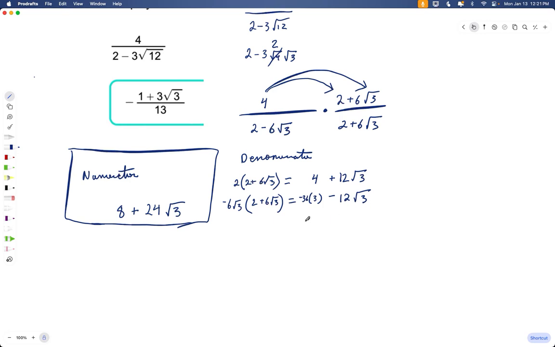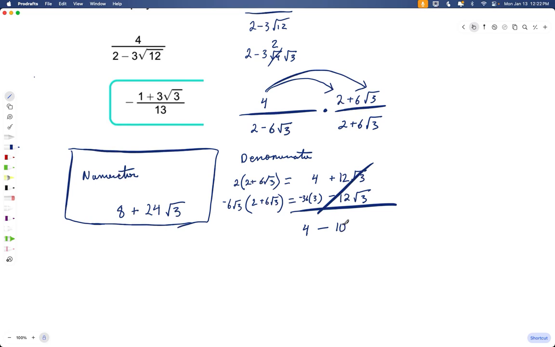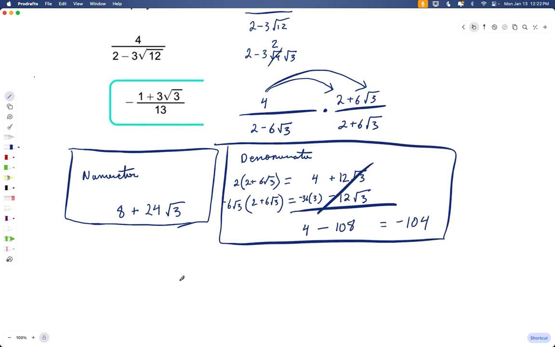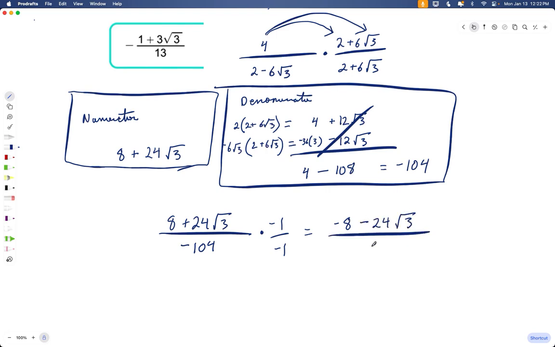So to resolve this, what I have to do is this would cancel, and then this becomes 4 minus 36 times 3, which would be 108, I do believe. Let me double check that. 3 times 36, yes, okay. So minus 108. So that is going to end up being a negative 104. So this is my denominator. So my numerator is going to be 8 plus 24 times the square root of 3 over negative 104. We know that can't be negative, so we multiply it by negative 1 over negative 1 to get rid of that. So we have a negative 8 minus 24 times the square root of 3 over 104.